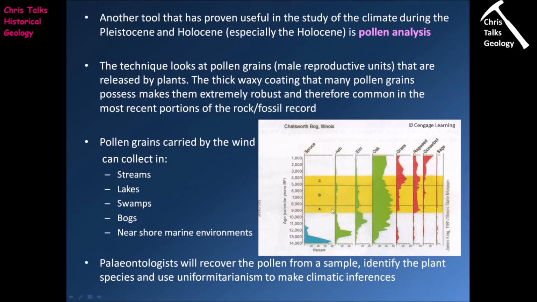Now, in terms of actually getting the pollen, we'll recover the pollen from the sample, we'll identify the plant species, and we'll simply use the principle of uniformitarianism to infer the climate. So, for instance, we know the conditions that modern spruce trees grow in, and so we can therefore infer the climate based on the presence of the spruce pollen.